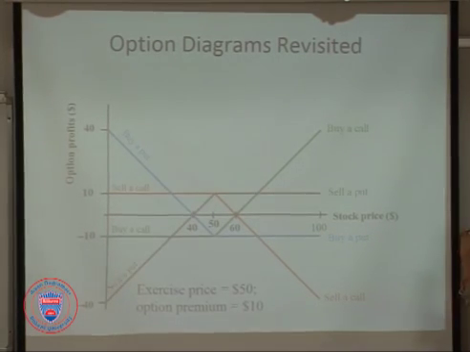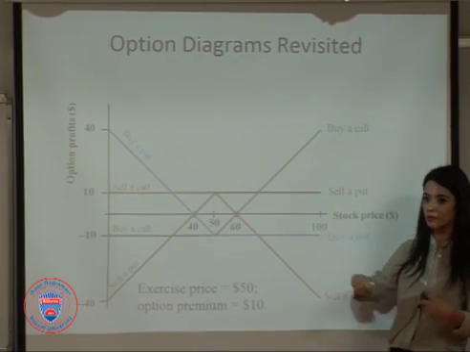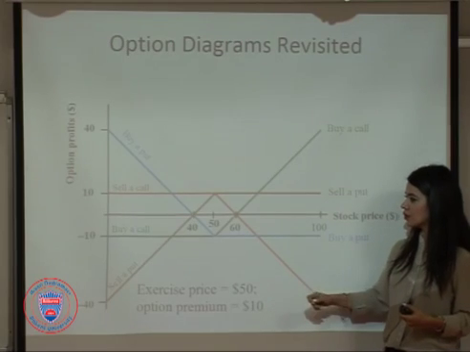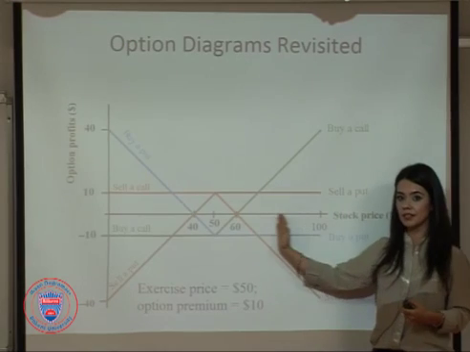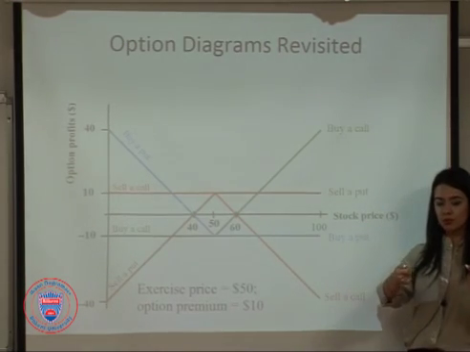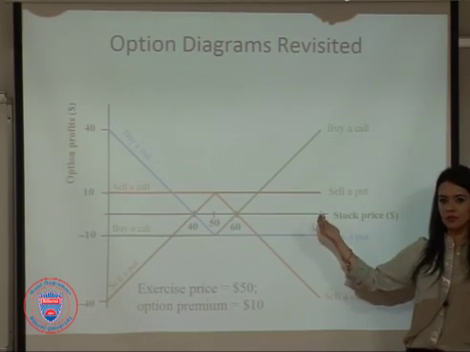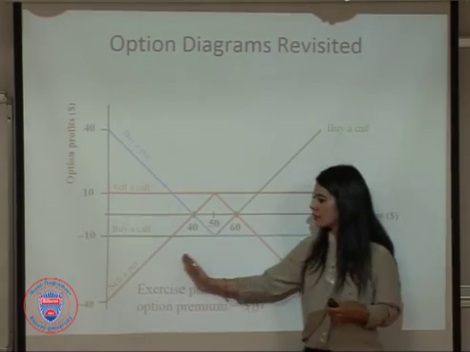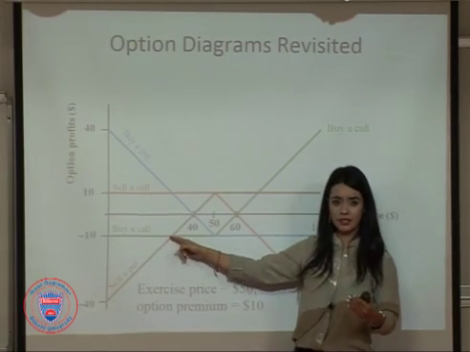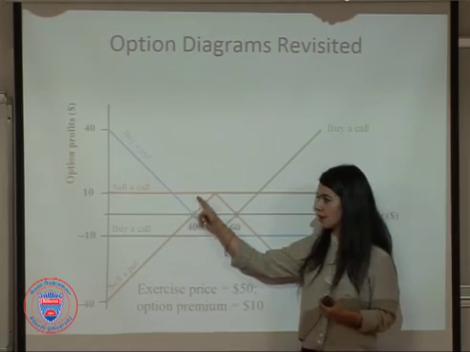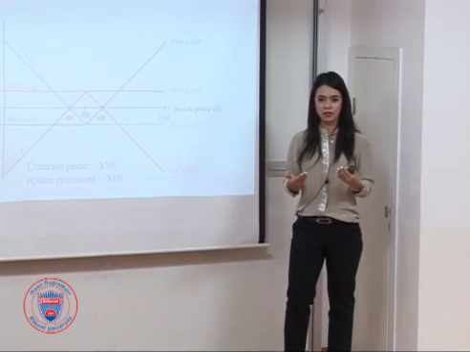The last one is when you sell a put. When you sell a put, you're making 10 bucks from the sale. This is the price of the put. Of course, when the stock price is higher than 50, the person who bought the put from you is not exercising the option. So you're getting your 10 bucks, you're happy. But whenever this person exercises the put, you're basically losing money. Whenever the stock price is way less than the exercise price, then you're losing a lot of money.